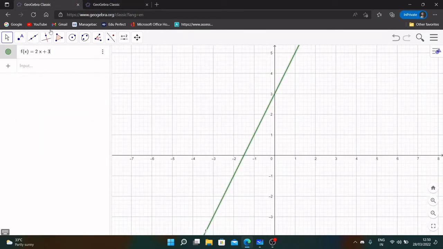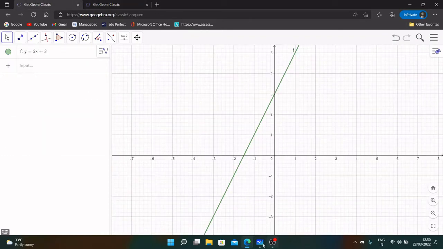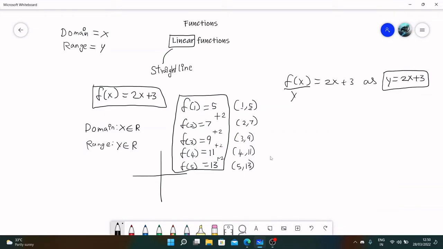Instead of f of x equals x plus 3, if we do y equals x plus 3, it's the same line. There is no difference over here, which means both of these are the same thing. And you'd probably know this is a linear equation. And we just discussed that this is the linear function. Any linear equation that is a function would be a linear function.